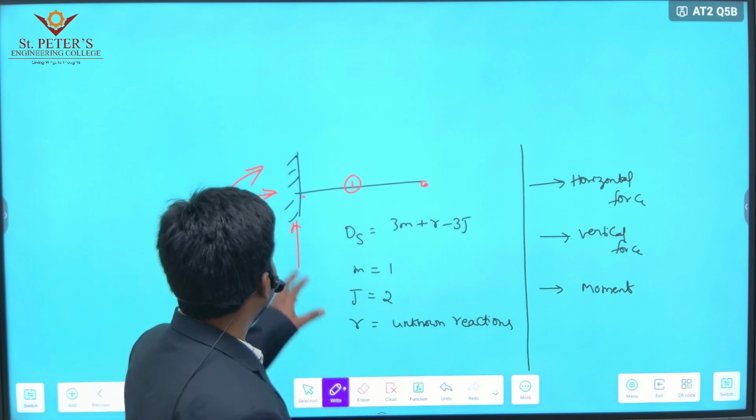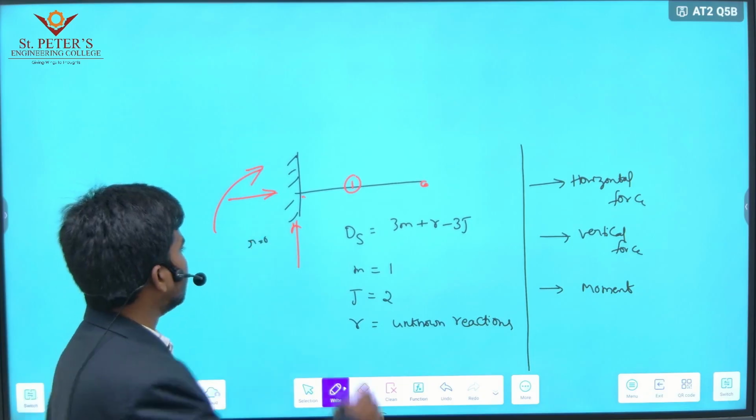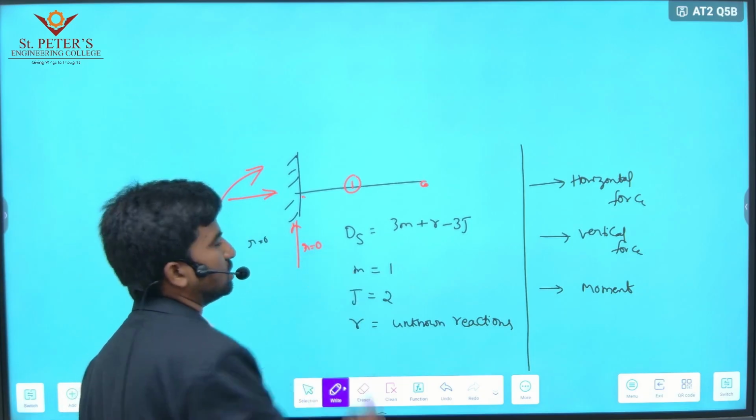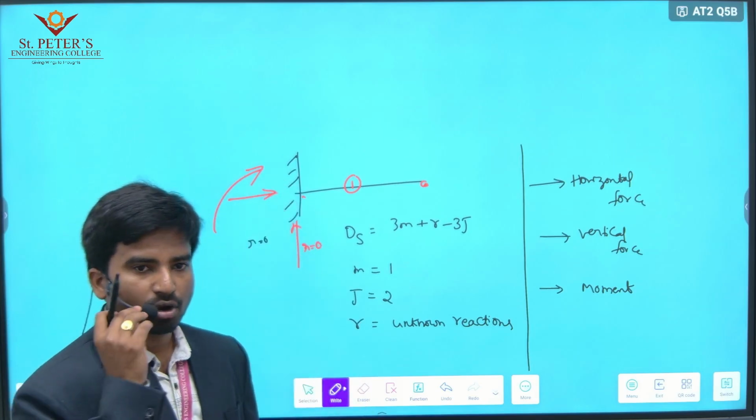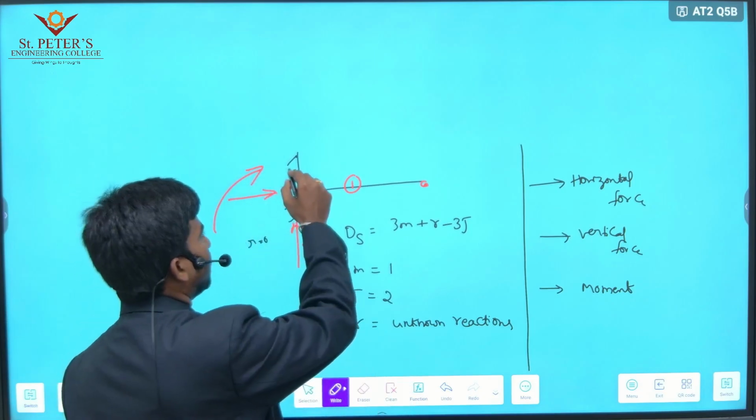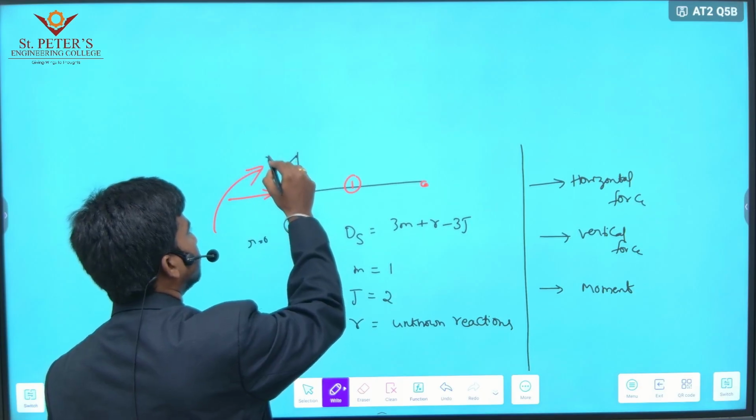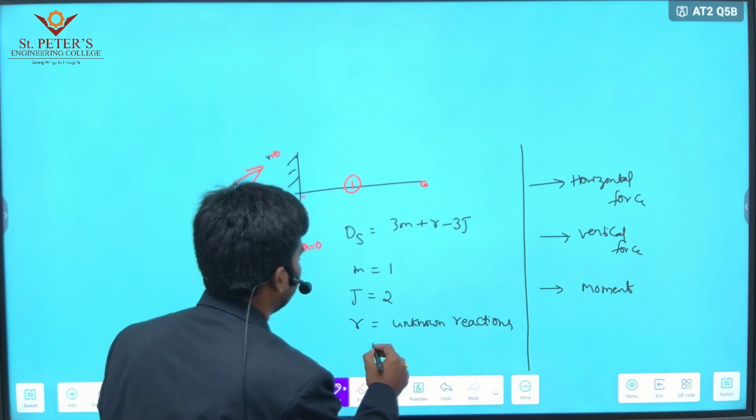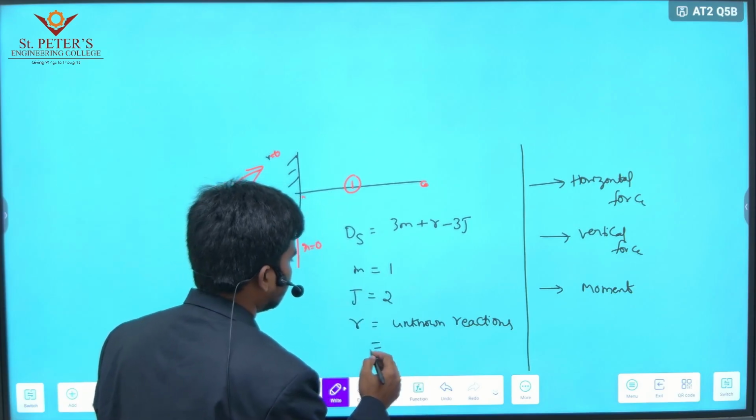Next, vertical force. You are applying vertical force at a fixed end. Here also there is no moment. Applying moment, moment is nothing but the product of force and perpendicular distance. Applying that at fixed support, here also there is no moment. So by taking these values, r value is 3 reactions.